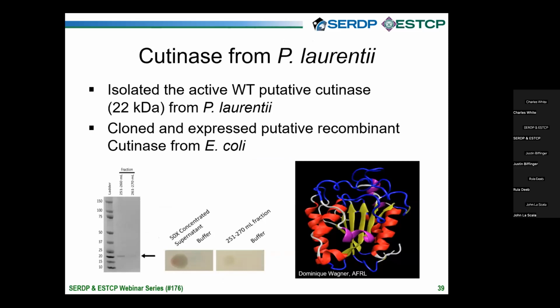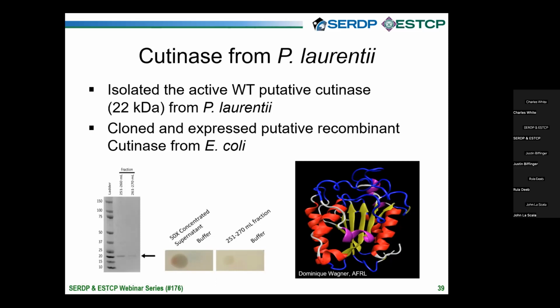Now, as I said before, AFRL has done exhaustive work in order to identify the actual cutinase from Papillotrema laurentii. So what they've done now is they've created, cloned and expressed the putative recombinant cutinase using E. coli. Here, they're showing the different fractions from the FPLC, and of course, the clearing of an impranil agar plate assay showing that these enzymes are still hydrolytic.